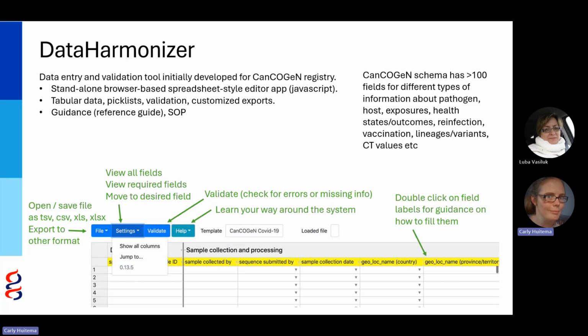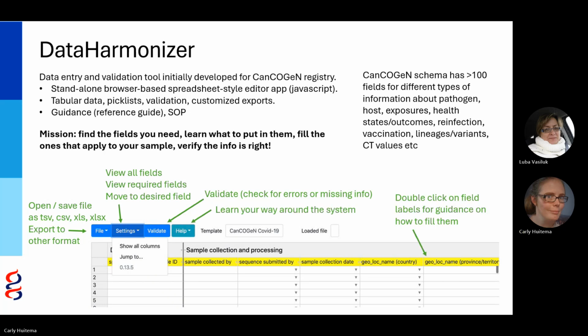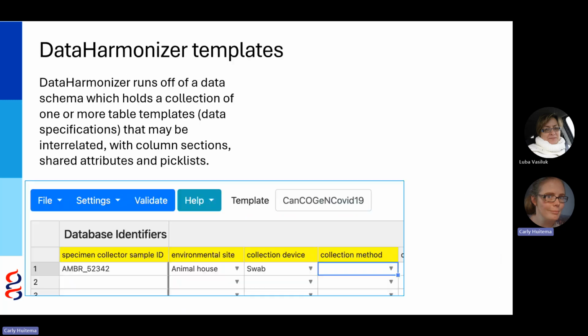And then extra information, help information. So all of this is: find the fields you need, learn what to put in them, fill in the ones that apply to your need. Maybe not all the fields do. And then verification.